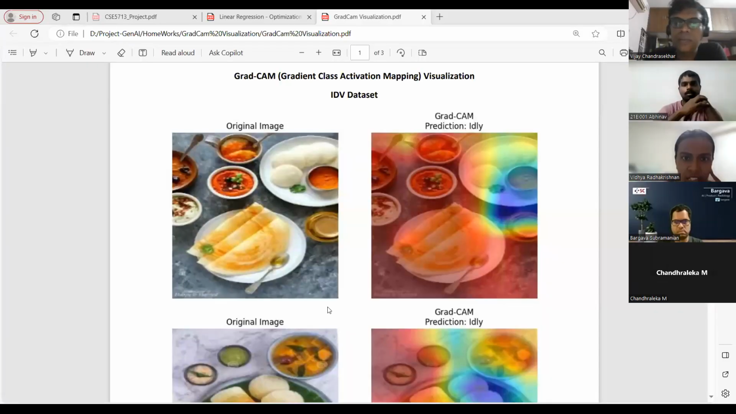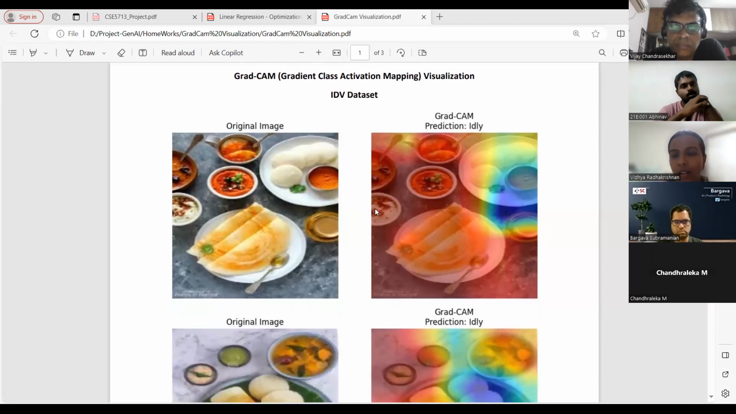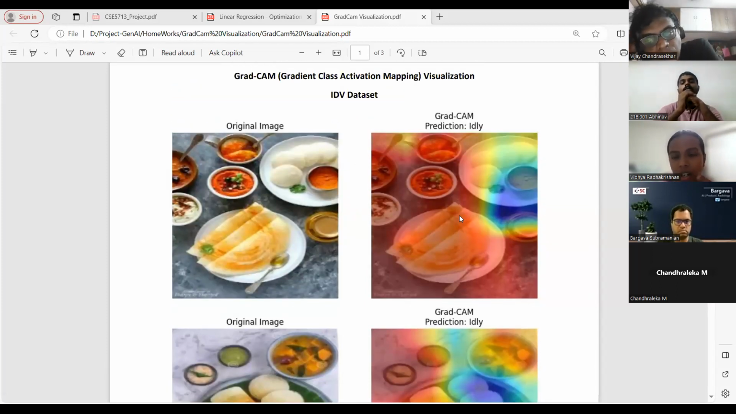So what is GradCam visualization, Vidya? Yeah, that is the gradient class activation map, that is the full form of it. It helps to visualize on what basis this image was classified as Italy, what are the weightages it took to understand that this belongs to this category? So that's what I understood for now.